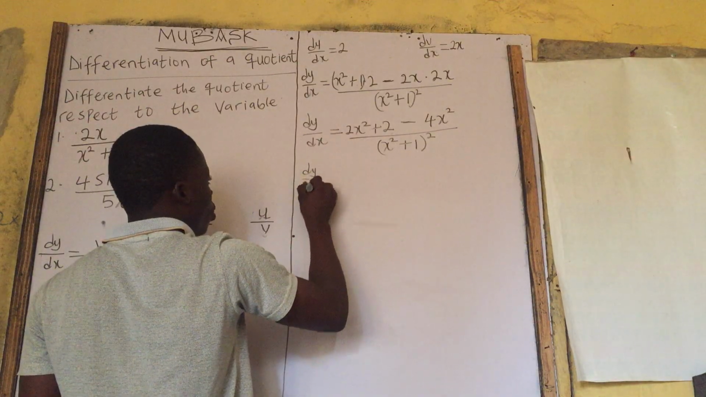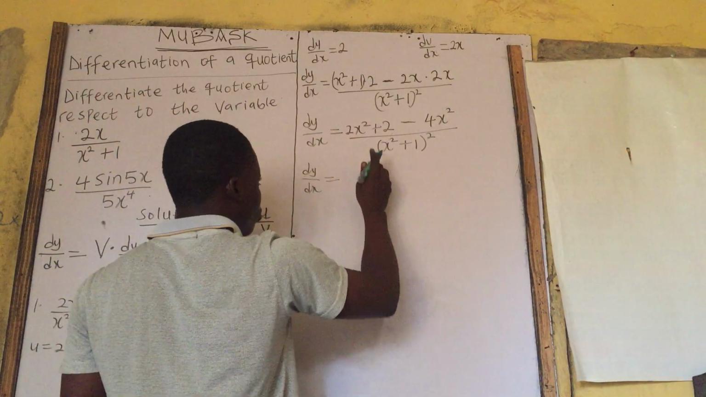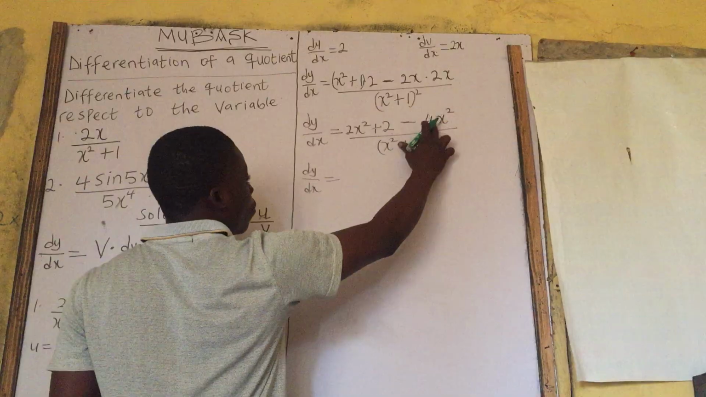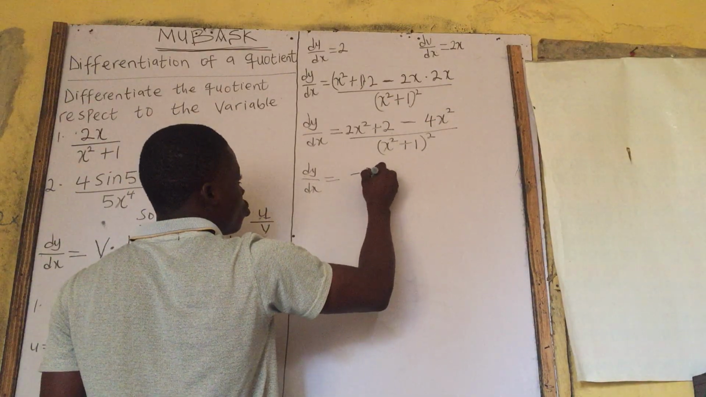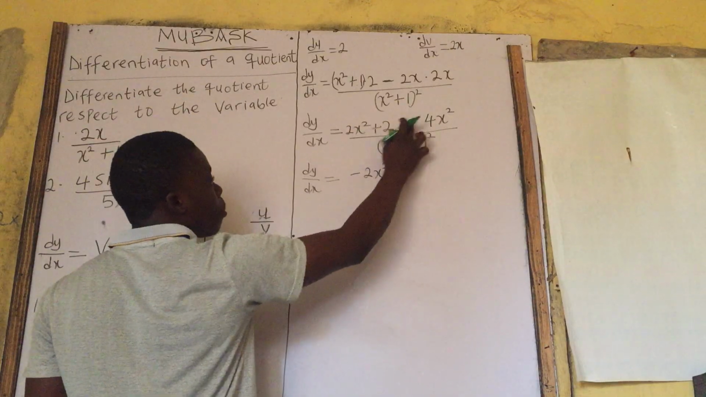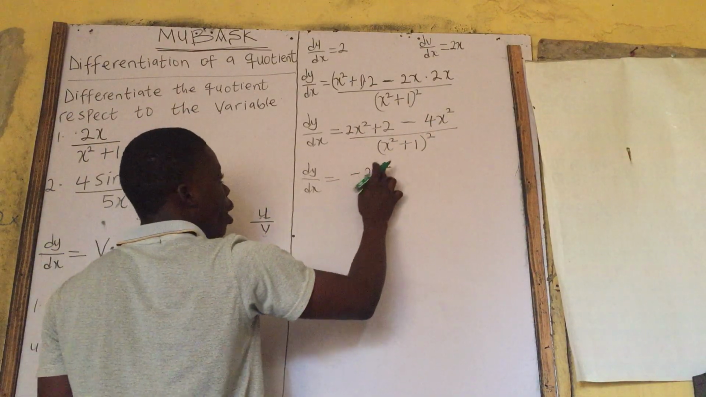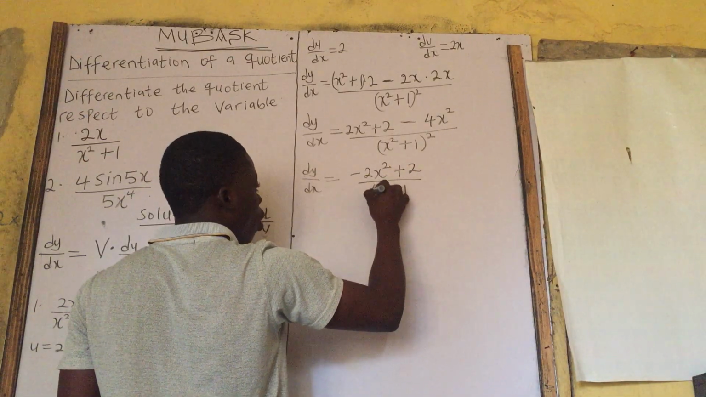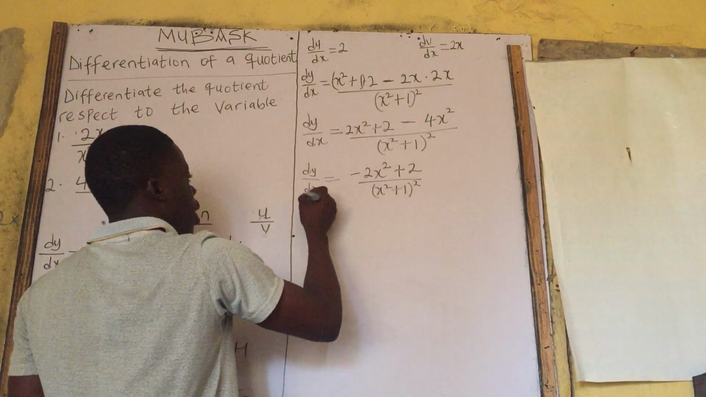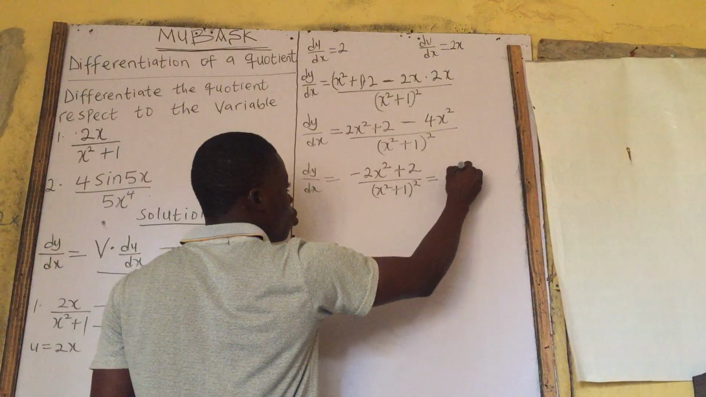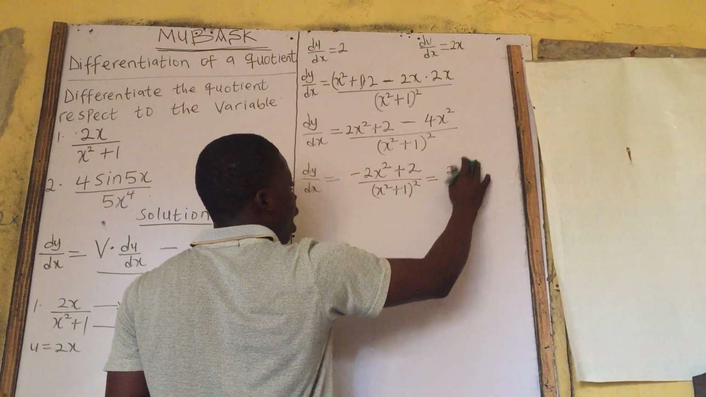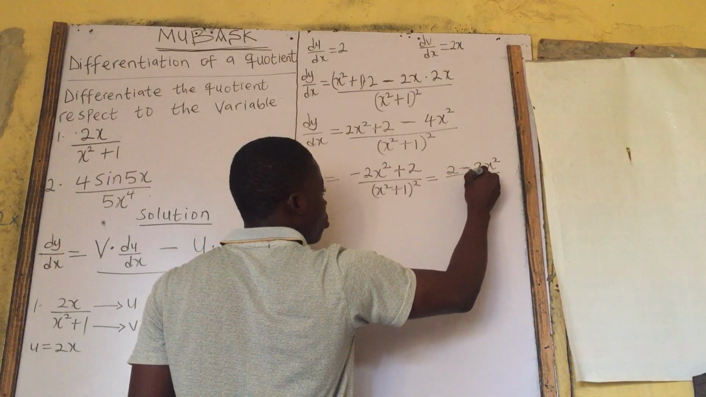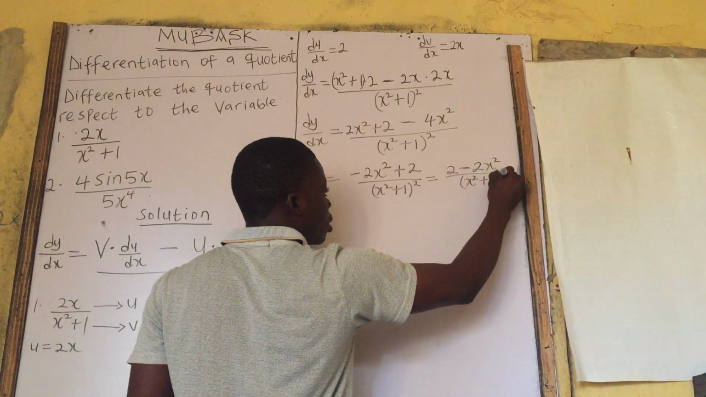Now, dy over dx equals 2x squared minus 4x squared, which gives us minus 2x squared, plus 2, divided by x squared plus 1 all in bracket and squared. Now, I can rearrange this like this: 2 minus 2x squared, divided by x squared plus 1 all in bracket squared.